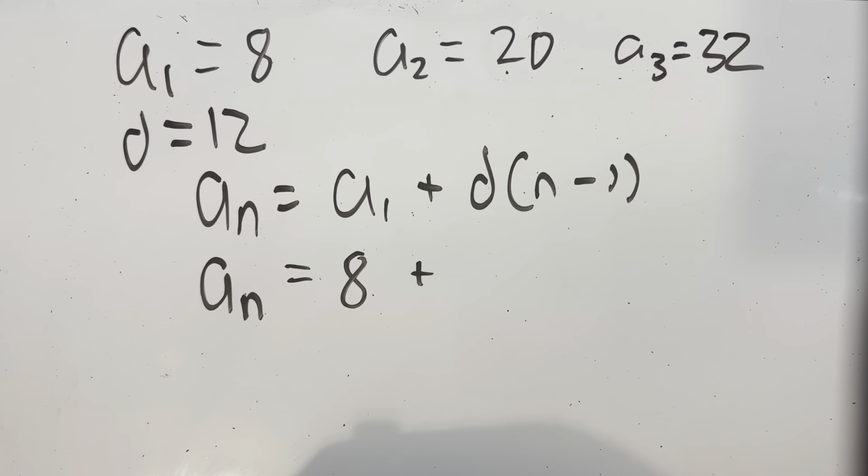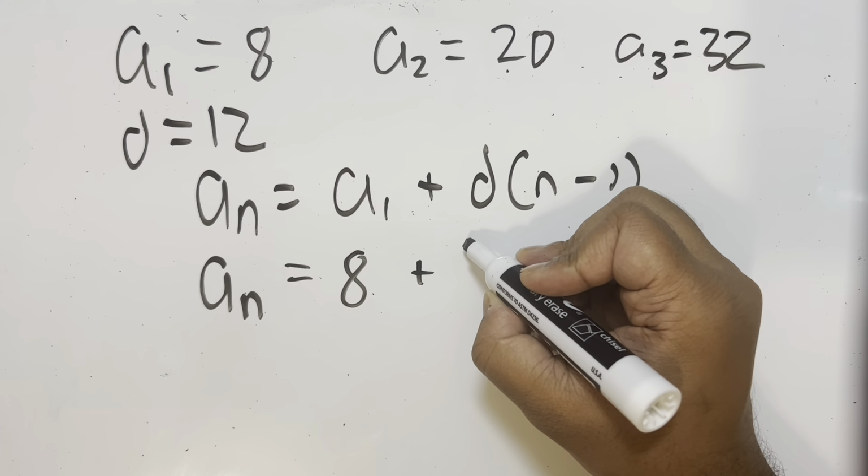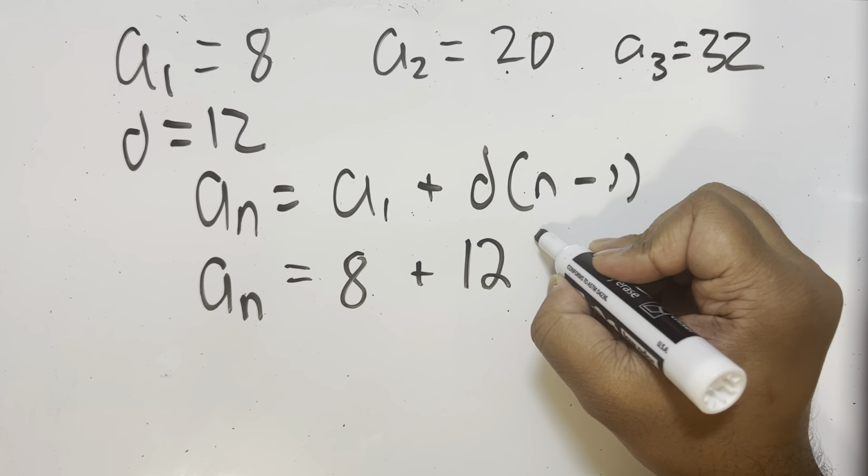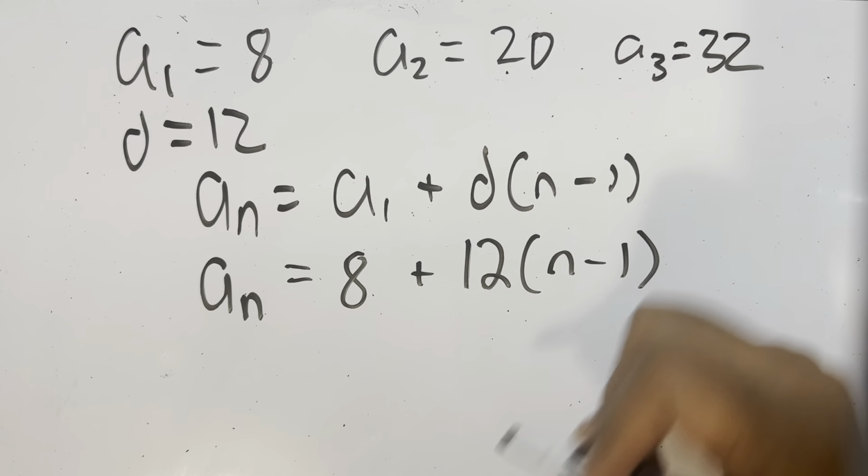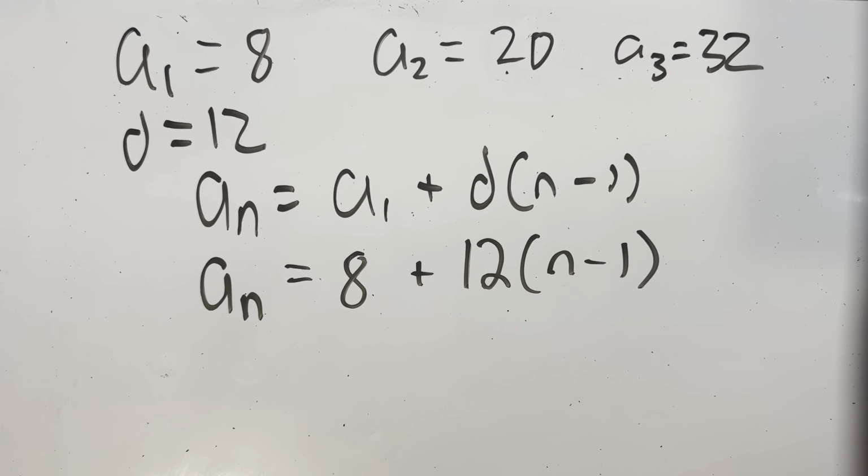Plus, how much does he travel? What's the common difference? He travels around 12 miles a day. So 12 is the common difference, n minus 1. And I'm done. That is my explicit formula. It's that easy.